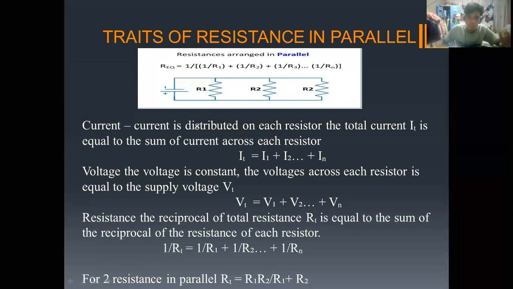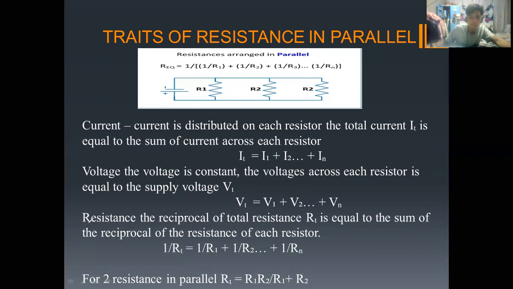Sabi dito, current is distributed on each resistor. The total current or the I sub T is equal to the sum of the current across the resistor. Ayan, sabi, I total is equal to I sub 1 plus I sub 2 and so on. Sa voltage naman, the voltage is constant. The voltage across each resistor is equal to the supply voltage. So V sub T is equal to V sub 1 equals V sub 2 and so on.